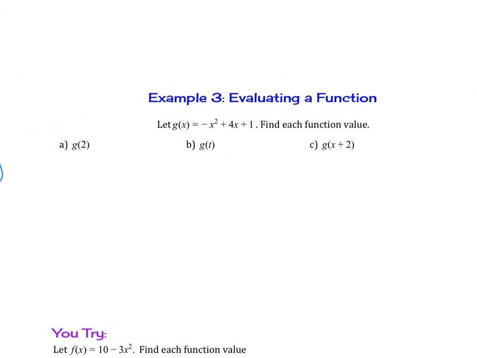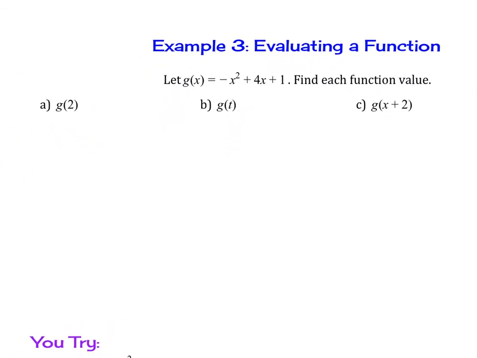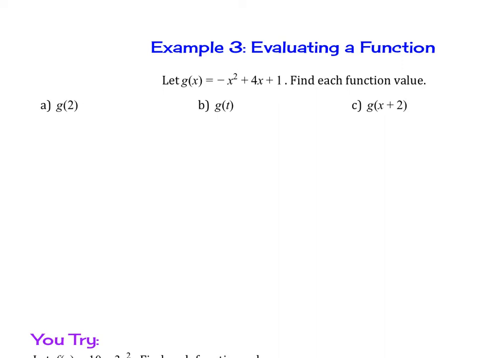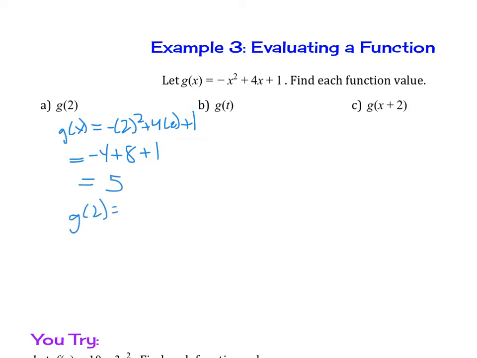The last thing we're going to do in this video is evaluate a function. Let g of x equal negative x squared plus 4x plus 1. Find each function value. Let me do a couple of examples here. We have g of 2, so we're going to plug in 2. g of 2 equals negative 2 squared plus 4 times 2 plus 1. So this is going to be negative 4 plus 8 plus 1, or we're going to get 5. So g of 2 equals 5.